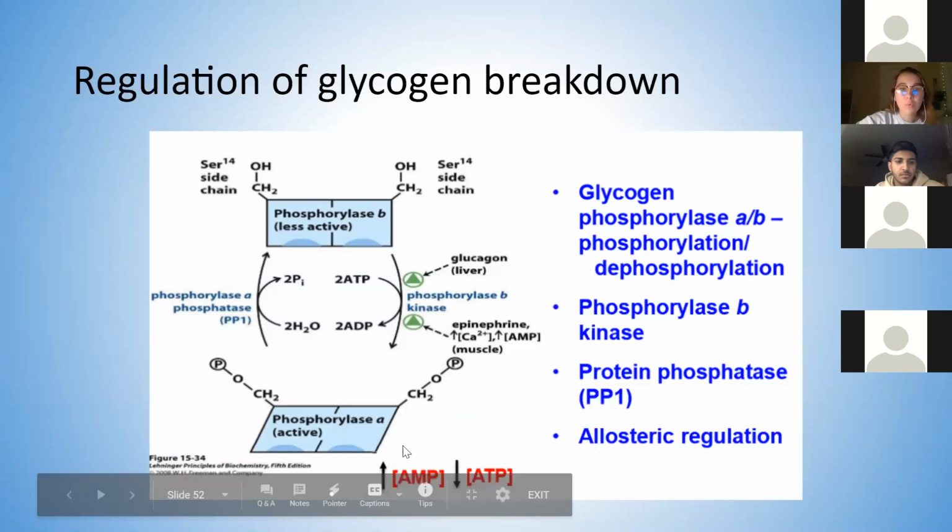So essentially, when we are in high concentrations of AMP, essentially signaling a low energy state, that is going to allosterically regulate our phosphorylase A enzyme, essentially upregulating our phosphorylase A, which should make sense because when we are in conditions of low blood glucose, we want to stimulate glycogen breakdown in order to liberate more glucose. To the contrary of that, when we are in high concentrations of ATP, this is going to work the opposite way, essentially down-regulating that phosphorylase A enzyme.